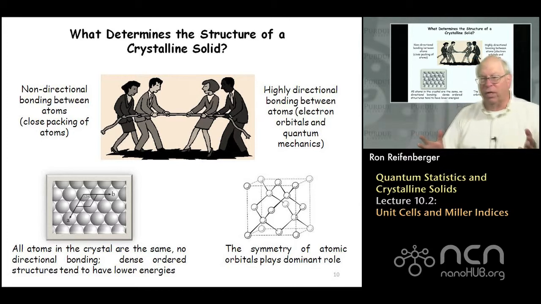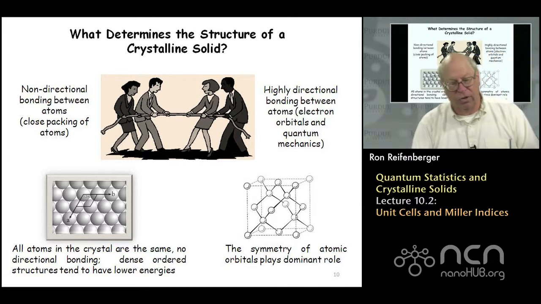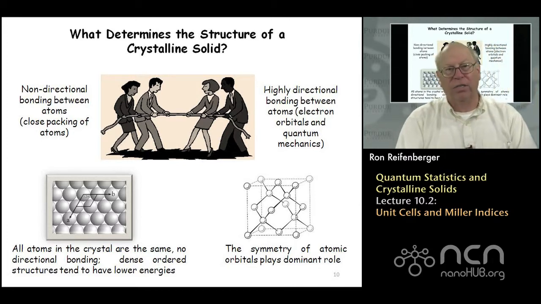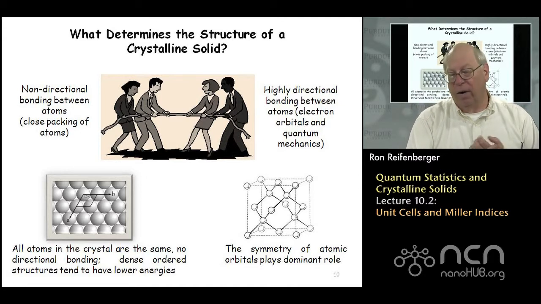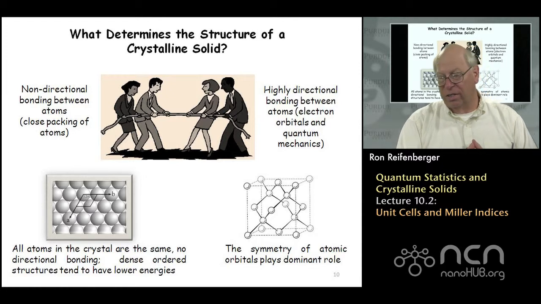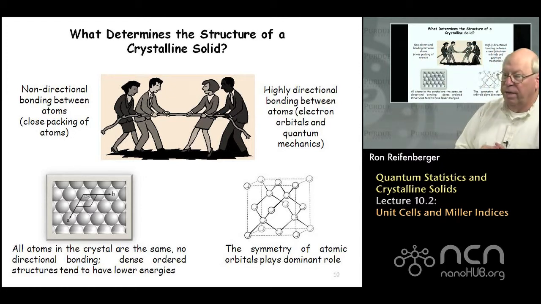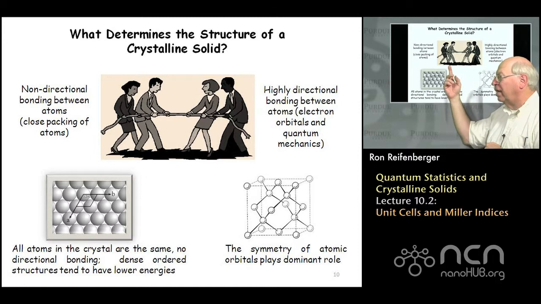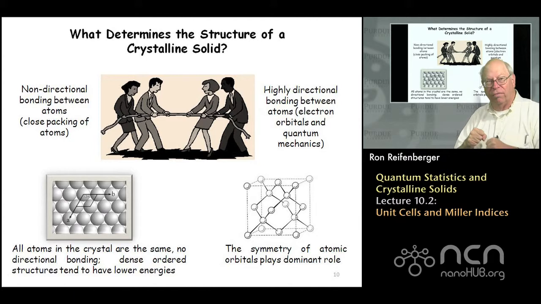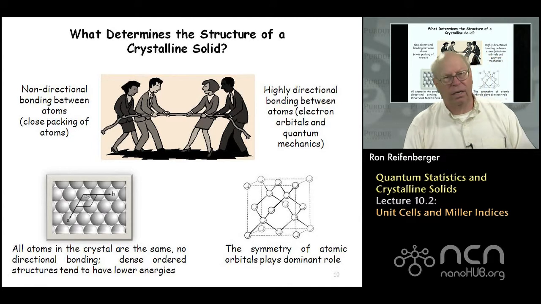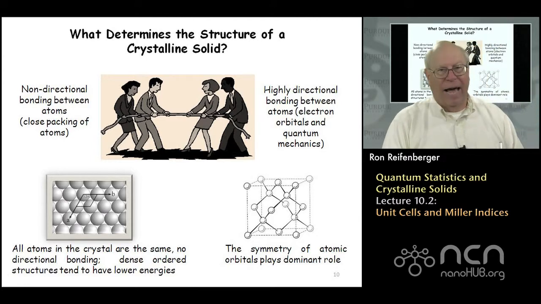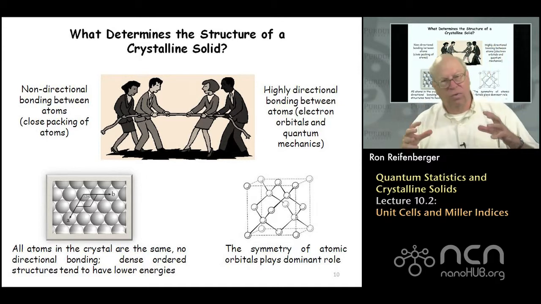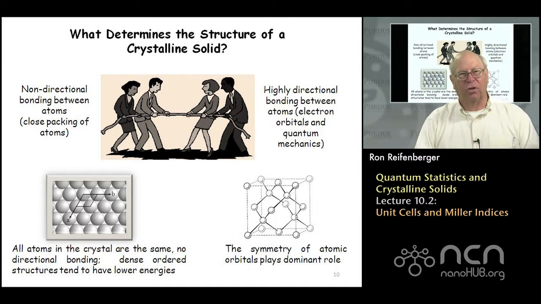I'm often asked what determines the structure of a particular crystalline solid, and that's a really good question. It's also a very complicated question, and I attempt to simplify the answer in this diagram here. What I try to indicate is that the structure of a crystalline solid is really the result of a tug of war between two competing factors. One factor is nature wants to pack these atoms as close to one another as possible.